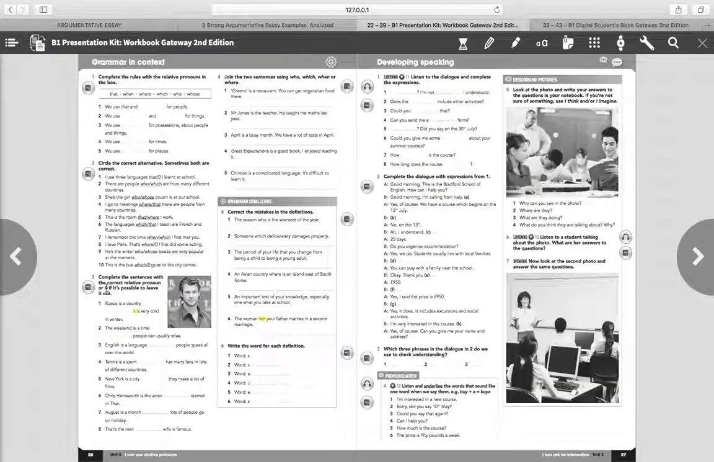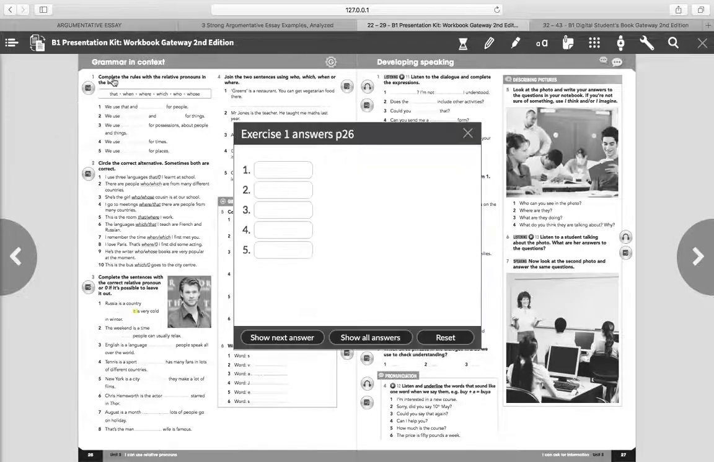Okay, that page. Please open your workbooks, page 26. I think we have covered those parts with you, but if we haven't, just see the answers, please. Maybe you can check your answers.